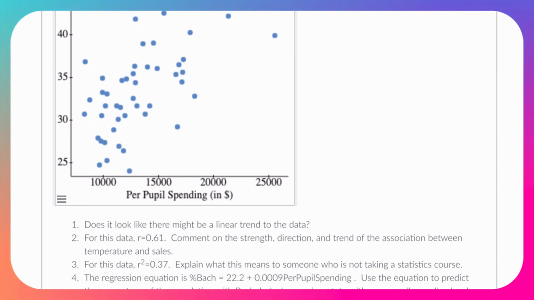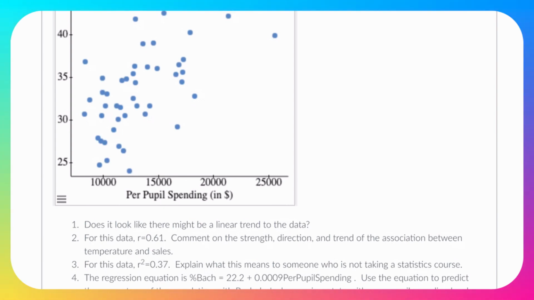In number 4, you're given the regression equation, and I ask you to use it to predict the percent of the population in a state with a bachelor's degree if you know their per pupil spending level is $15,000. So you have the equation, you know the per pupil spending is 15,000, you put it in the equation, and you use it to find the percent with a bachelor's degree.